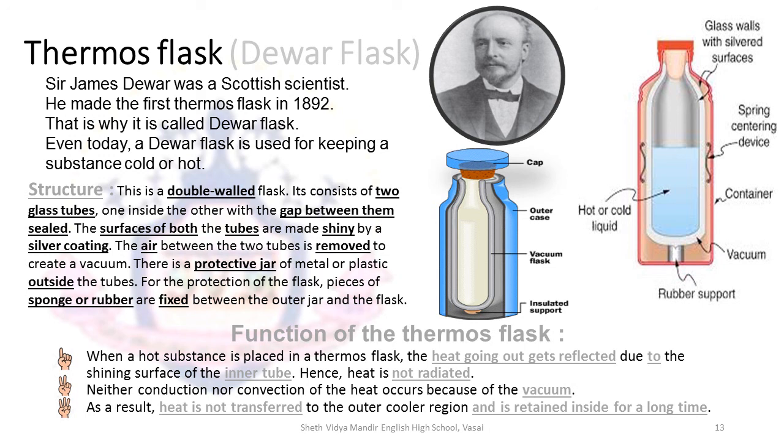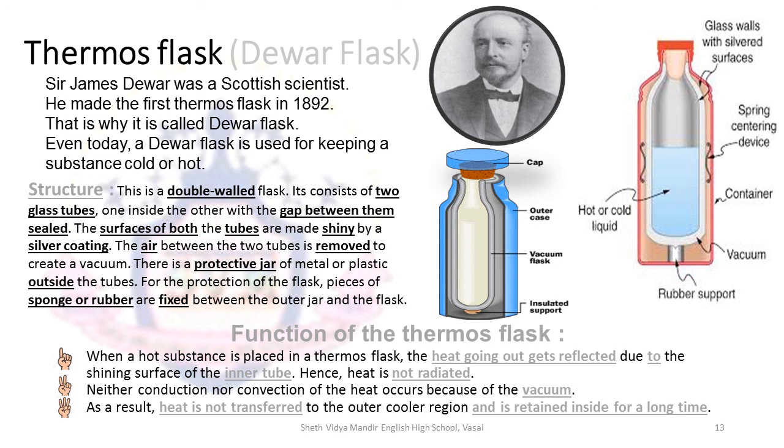So now since it's isolation, the structure will be nice and thick. So it's a double walled flask. It consists of two glass tubes, one inside the other, and there is a gap in between them which is also sealed. The surface of both of these glass tubes is made shiny by a silver coating.